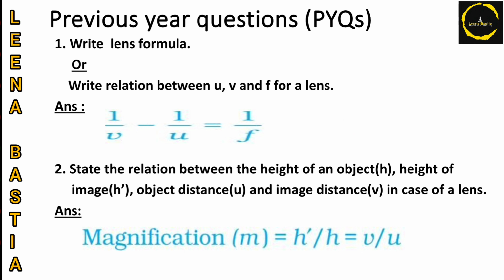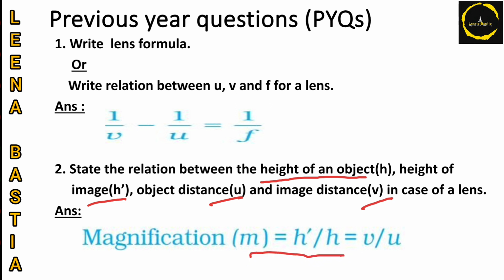State the relationship. In the same way, it can directly ask for the magnification for the lens. So state the relation between the height of the object, height of the image, object distance and image distance. So both the formulas you have to mention in one question. So m equals what?